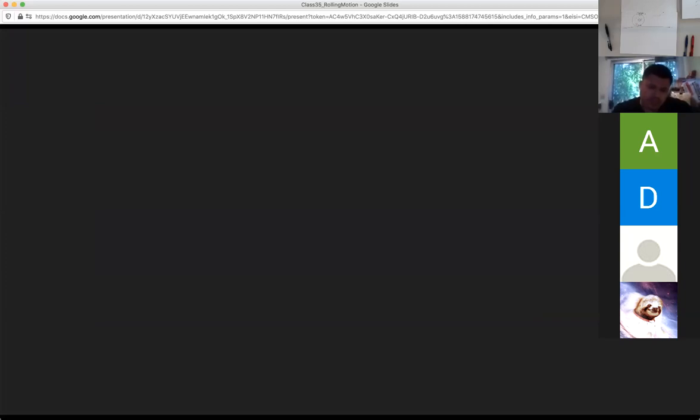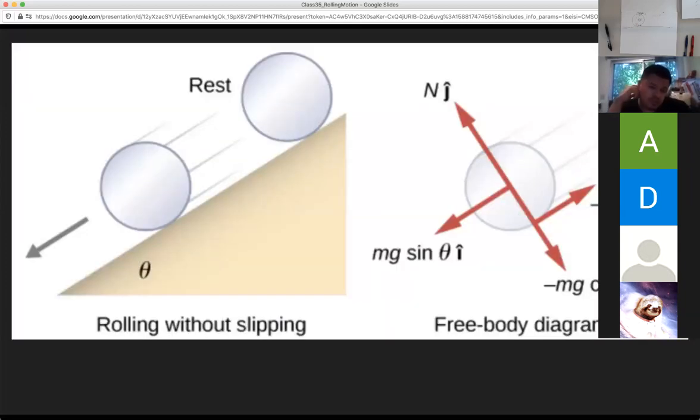So what happened is that we got a make... write out the forces on this, like is shown here, right? So we have the ball. It starts at rest. It's allowed to accelerate down the slope.